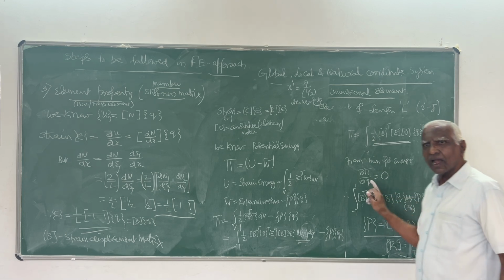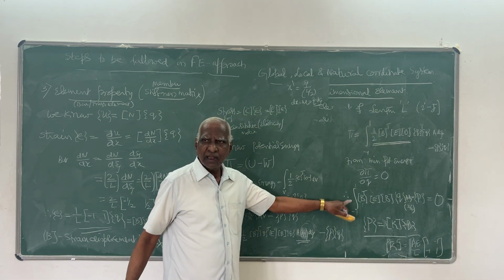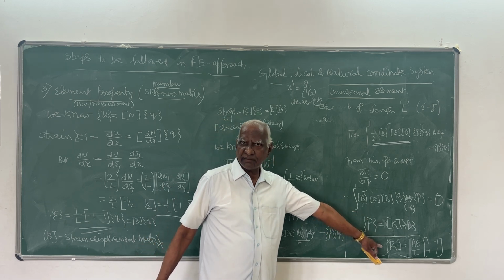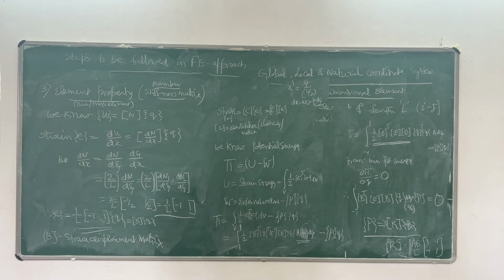This final step I will work out in the next class. From here onwards, I will work in the next class and prove that K will be AE by L times the matrix 1 minus 1, minus 1 1.